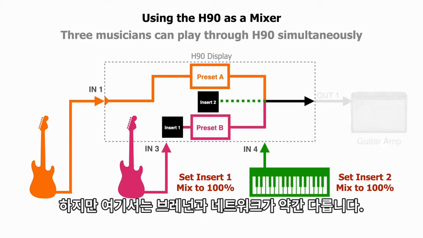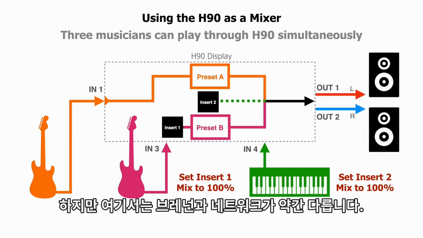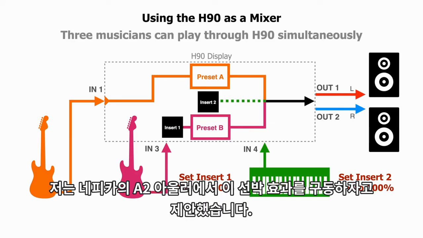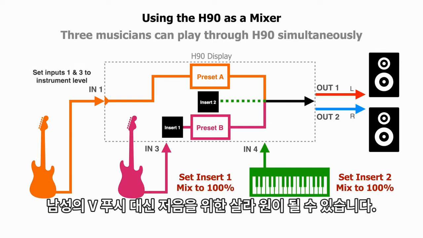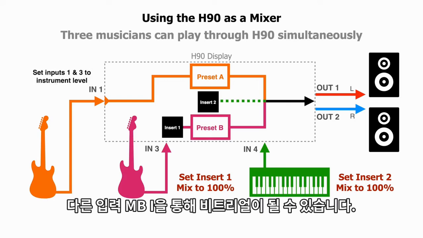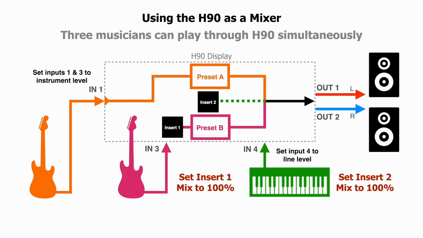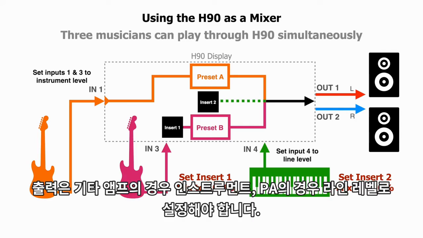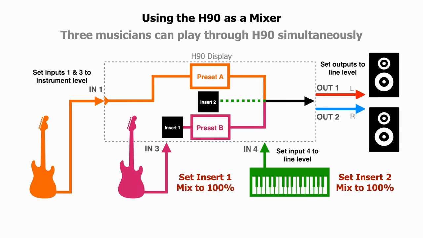We can even use outs 1 and 2 to take the signal to a PA instead. Keep in mind it's important to set the appropriate operating levels for these inputs. In this example, we want to make sure ins 1 and 3 are set to instrument level for guitars, and in 4 is set to line level for keys. The outputs should be set to instrument for guitar amps or line level for PAs.